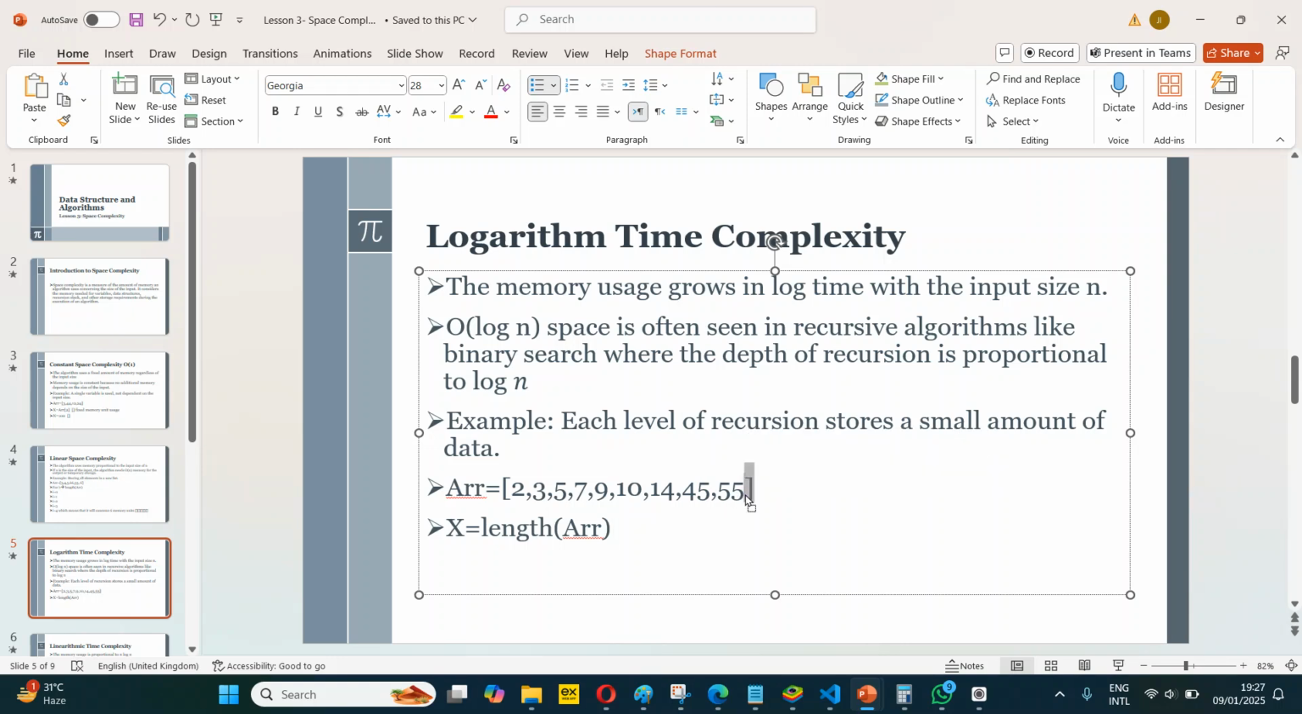Let's use 8, a total number of 8. It means that x is assigned 8 because we use the length of the array to get the total number of items in this list, which has 8. Now, for us to get the total memory usage, the logarithmic complexity is log base 2 of 8.